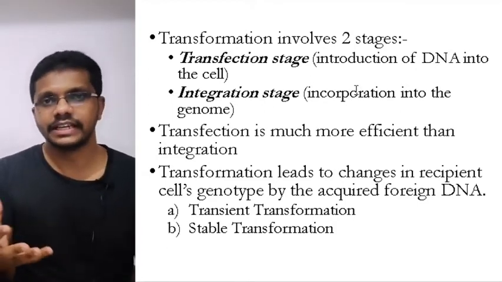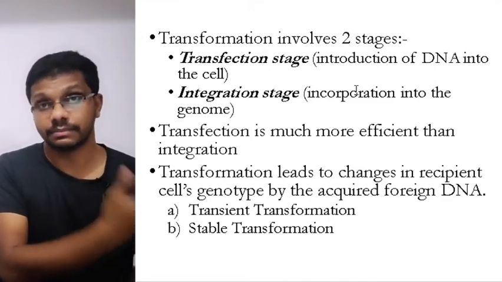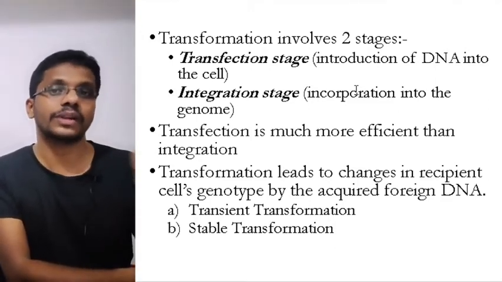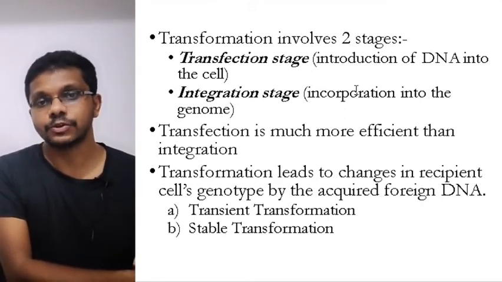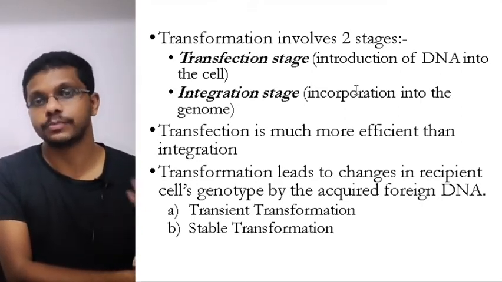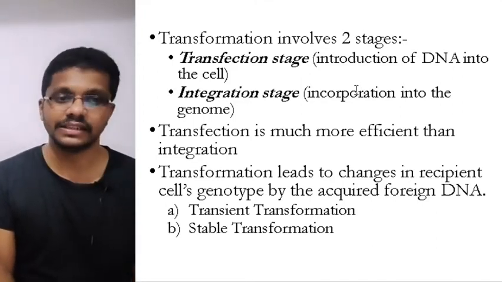Some of the DNA does not need integration. It can function as an extrachromosomal DNA. It can replicate by itself. But for some other vectors, there won't be any origin of replication within the vector. So we need the DNA to be integrated into the genomic DNA. So these are the two stages, the transfection stage and the integration stage.